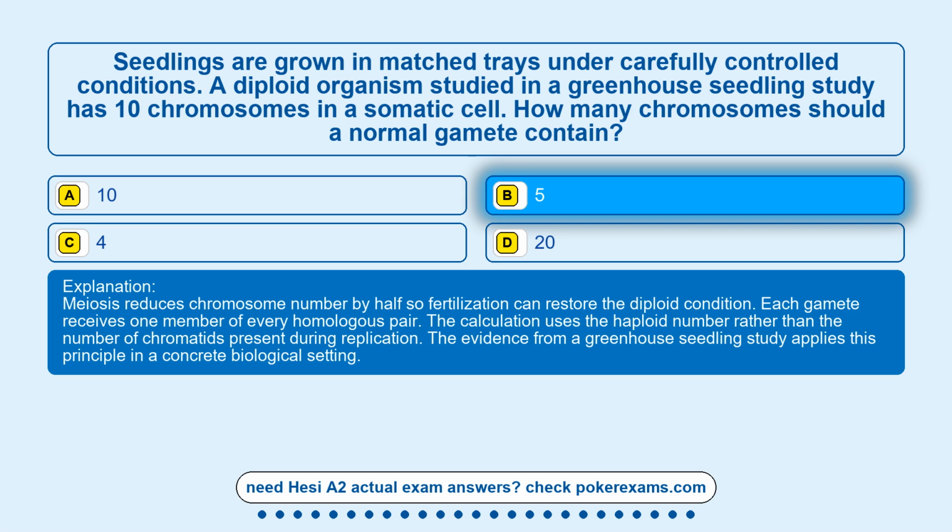The evidence from a greenhouse seedling study applies this principle in a concrete biological setting.